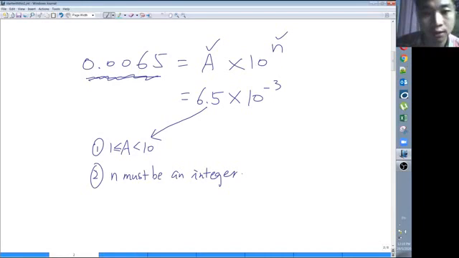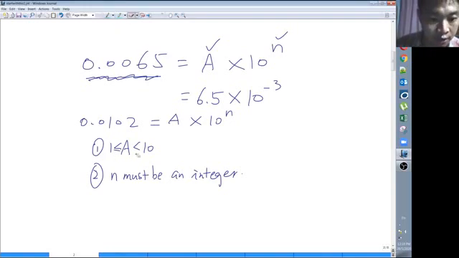Okay, so next, let me conclude this by having the last example. So let's say you have this decimal number, and first things first, you have to find out your a first. So what is your a in this case? Your a must be in this range, right? You can clearly see your a is 1.02.